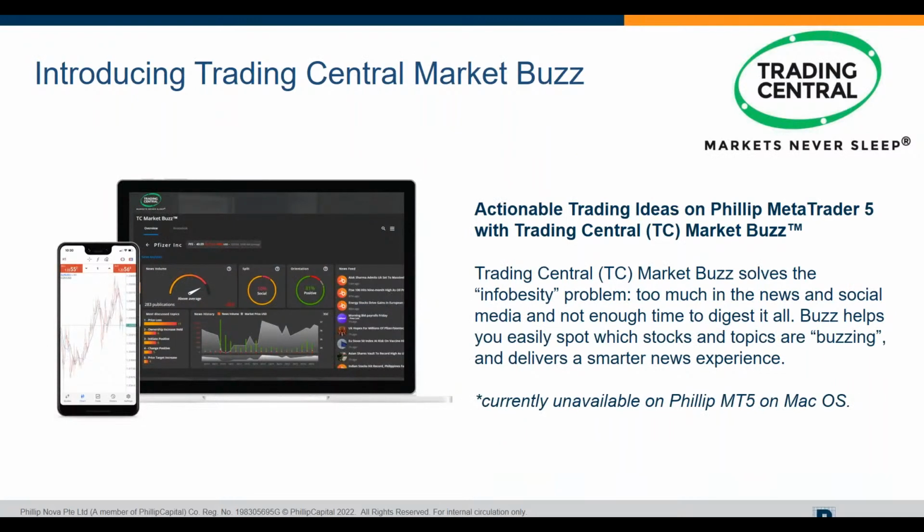Okay, so that is the Acuity Signal Center, which is the latest edition of our tools. So I'd like to share more about these Trading Central tools, which have been with us quite a while. So we'd also like to take this chance to raise awareness on it.